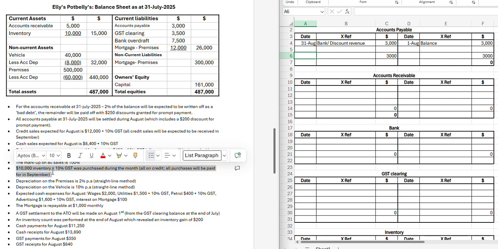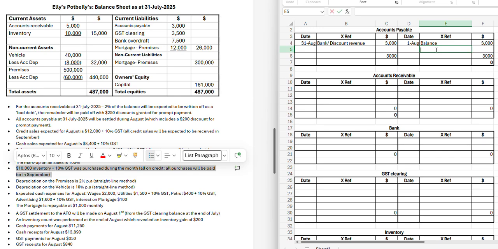Next thing we need to record in our GL for accounts payable is down here. We've got 10K plus GST for our credit purchases for the month. So therefore our liability is increasing as a result of these purchases, not just for the 10K, but also that GST. So therefore we're going to credit our accounts payable because our liability is increasing. Cross-reference is inventory / GST clearing. 10K for the inventory, 1,000, 10% of 10,000 for the GST gives us a combined amount of 11K.